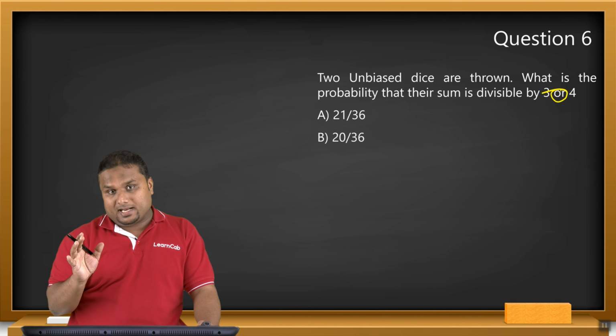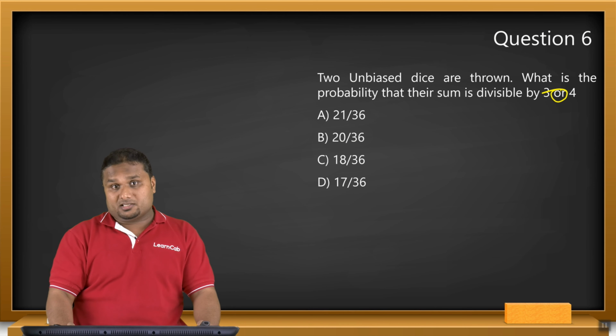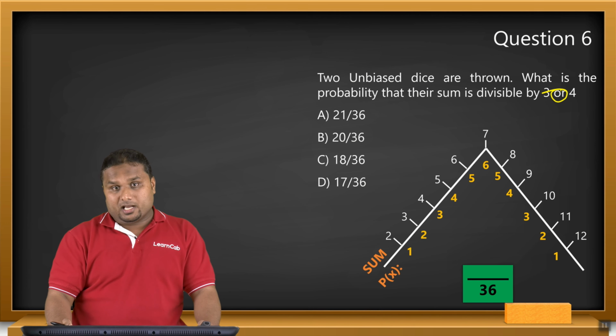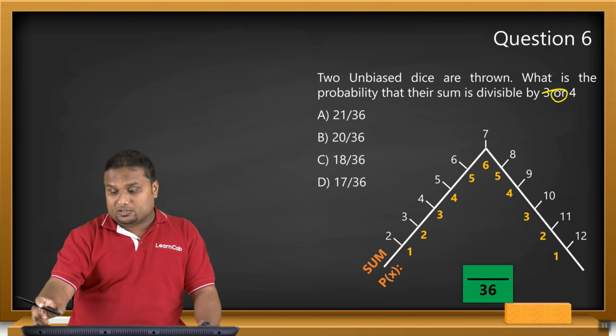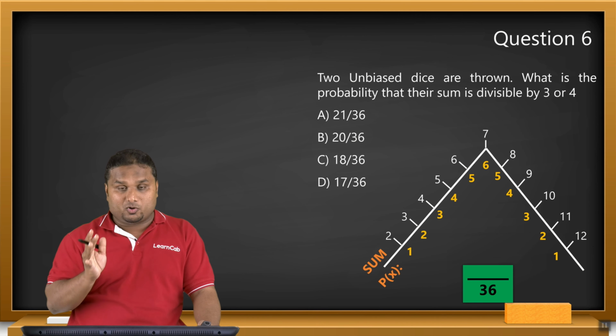So the answers given are 21 by 36, 20 by 36, 18 by 36, 17 by 36. This is a complicated question. Let's see how to crack this question. Now, the question is asking what is the probability that their sum is divisible by 3 or 4.